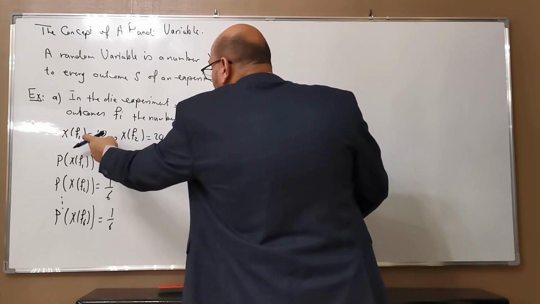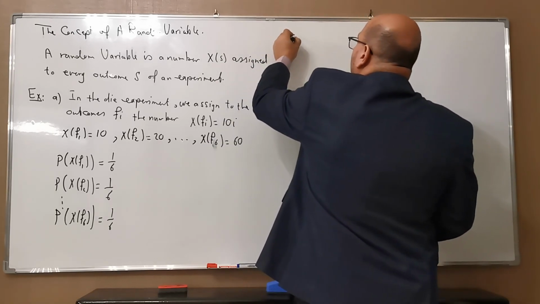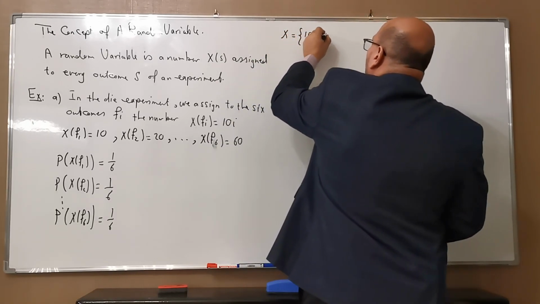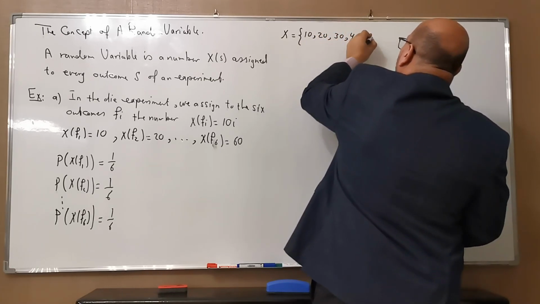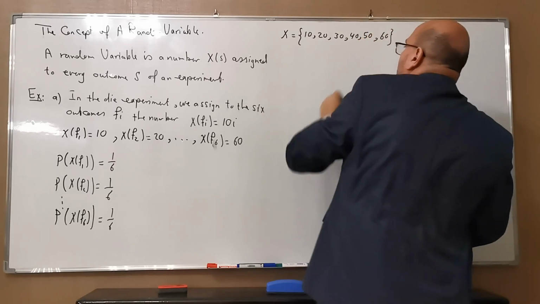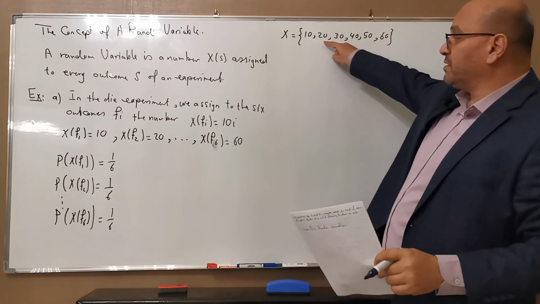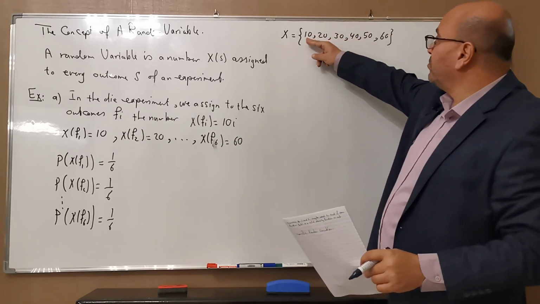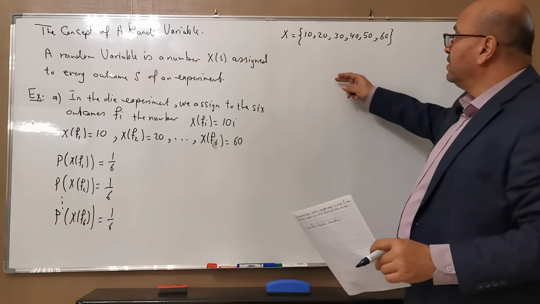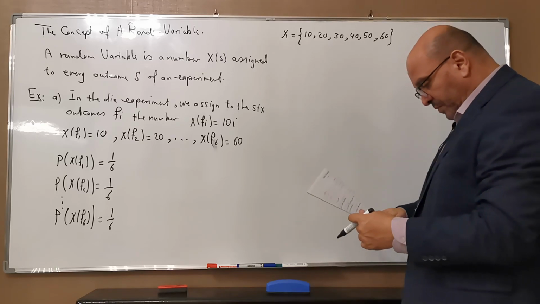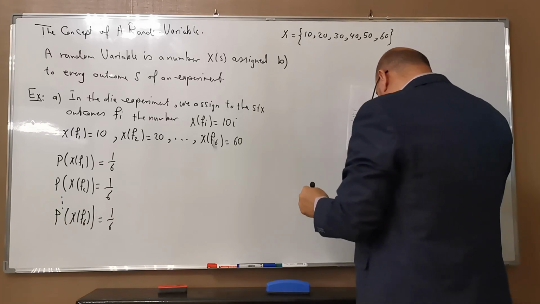So you have 6 different values of X. X has the values 10, 20, 30, 40, 50, and 60. So we forget about the experiment itself and we take the numbers right now. And so you have a random number with discrete values, 10, 20, 30, 40, 50, and 60. And you deal with those real numbers. Let me take another example for the same experiment.